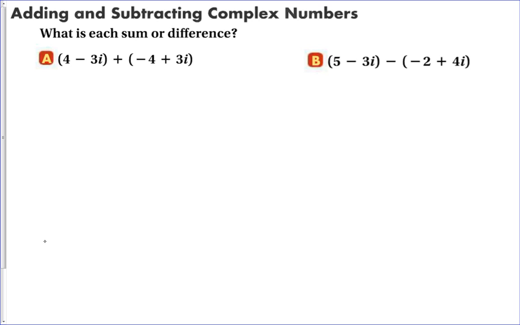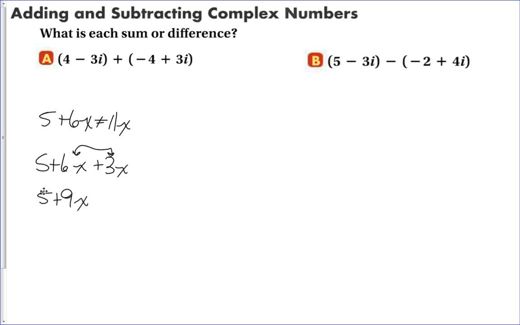Let me write down what I'm saying. So you can't go 5 plus, I'm going to change this to 6x, and say this is 11x, because this 5 has no x value. So 5 plus 6x just has to stay 5 plus 6x. But if I also said plus 3x, now we could combine these two because they both have an x and get 5 plus 9x.